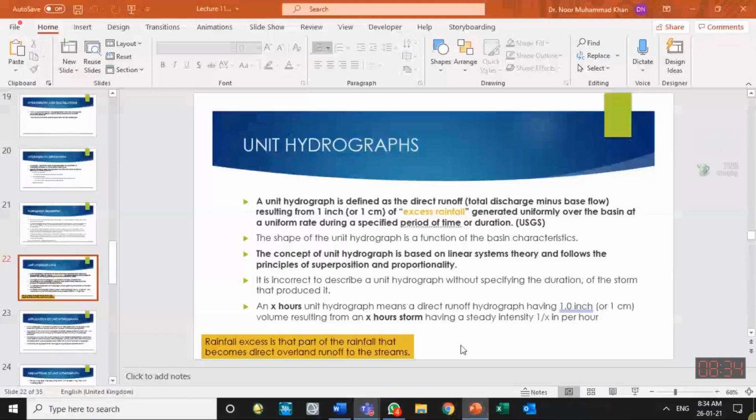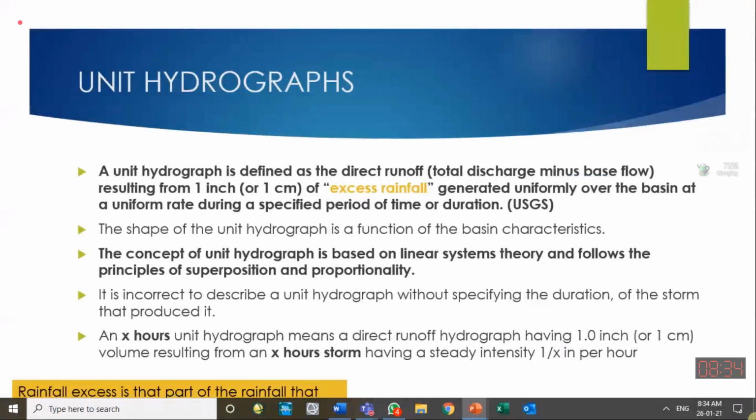Okay. So we were talking about unit hydrograph. You should be clear about it. You should be able to speak about it in Urdu, Punjabi, in English. You should be clear because this is an important concept in hydrology. So unit hydrograph is a direct runoff. First, memorize this.